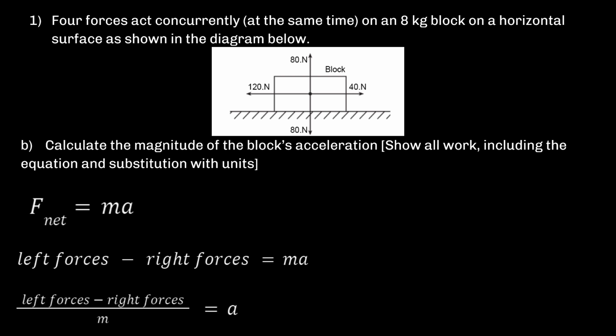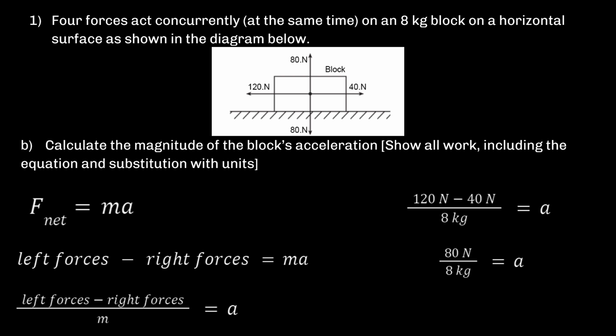Now I can start plugging in numbers. I know my left force is 120 newtons. I know my right force is 40 newtons. That is over the mass of 8 kilograms, and that is equal to my acceleration A. Then I'm just going to do the subtraction on top. 120 minus 40, that's going to be 80 over my 8 kilograms. 80 divided by 8 is going to give me 10.